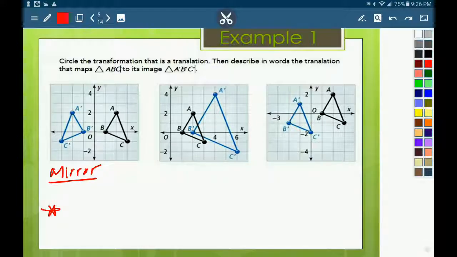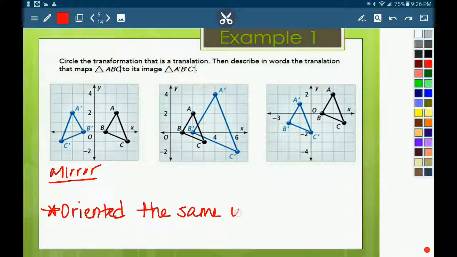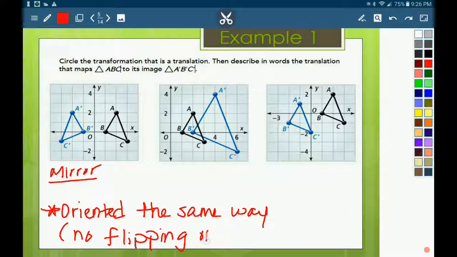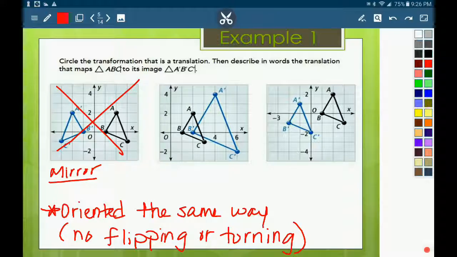I'm actually going to make a note of that. Oriented the same way. So that's saying no flipping or turning. If you see any flipping or turning, the orientation has changed and is not a translation. So this first one is not a translation. We also should not see the shape changing size. That's going to be a dilation, which I see in the second one. This one changes size.